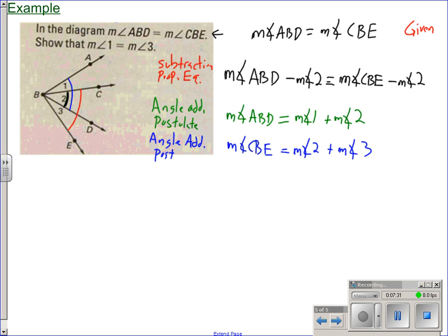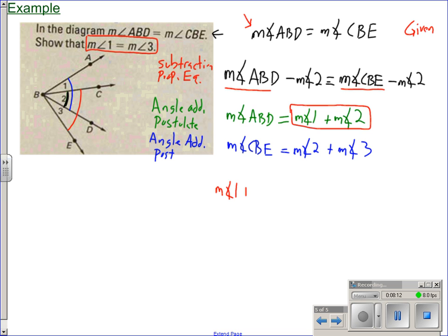Let's recap. We were given this information. We're trying to show angle 1 is equal to angle 3. So, we took the given information, angle ABD equals angle CBE. And then we subtracted angle 2 from both of those. We're trying to get to a statement where it says angle 1 equals angle 3. So, right here and right here, we're going to make a substitution.